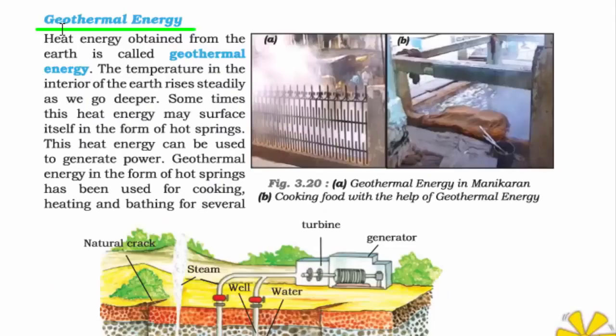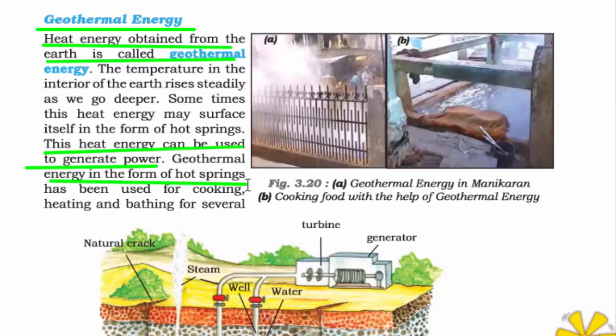And the next form of energy is geothermal energy. By the word you can figure out it's geo and thermal. Thermal means heat, geo means land. So heat energy obtained from earth is called geothermal energy. As you go more and more inside the earth, the heat increases because of the molten magma in the core of the earth. Now this heat energy can be used to generate power.